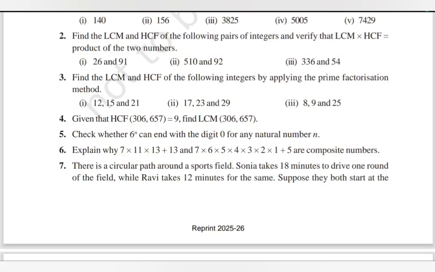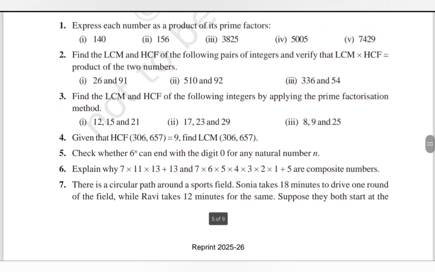The question: explain why 7 into 11 into 13 plus 13, and 7 into 6 into 5 into 4 into 3 into 2 into 1 plus 5, are composite numbers. A composite number is a number which has more than 2 prime factors. Let's take a prime number. 7 is a prime number. The prime factorization of 7 is 7 into 1, so only two numbers are its factors. This is a prime number.